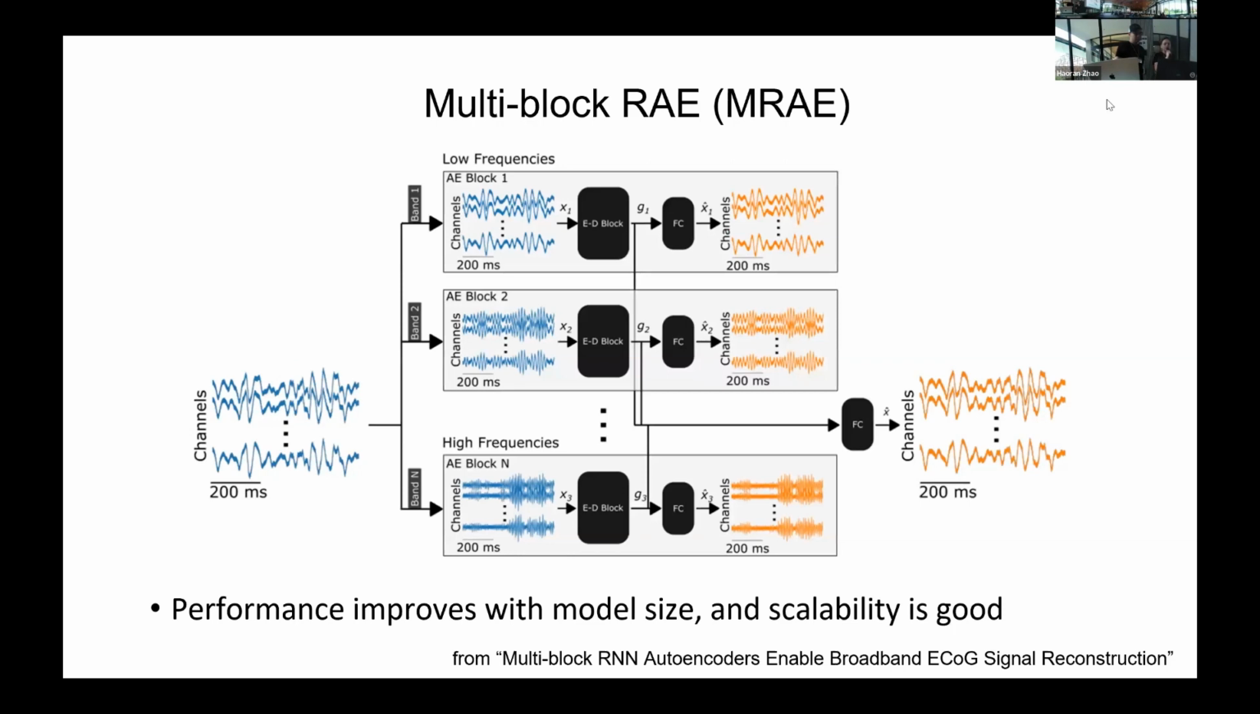This previous student's innovation was a multi-block RNN autoencoder model, where we separate each frequency band and give it its own autoencoder model. Therefore, every frequency band is handled independently of the others. Then we combine them at the end to reconstruct the entire broadband signal. Performance improves with model size again. The advantage of this model is that it is very scalable. You can have many, many frequency bands and many, many blocks, and that maintains accuracy in a way that just having a single autoencoder model does not.